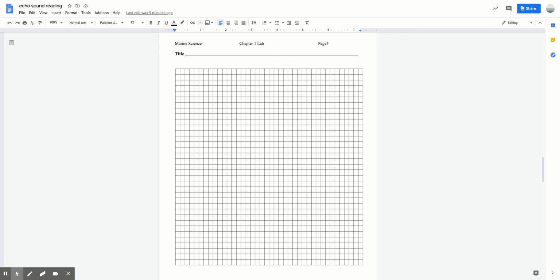You can put your distance down here if it makes more sense. But remember, your depth is going to be here. It's going to start at 0 and then it's going to go down. And when you graph it, you're going to end up getting a line that shows what the ocean floor looks like. Now to graph it on here.